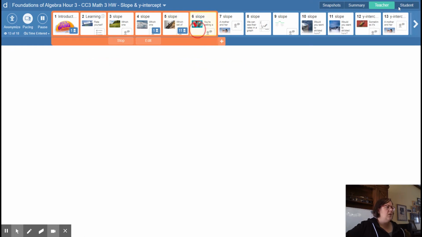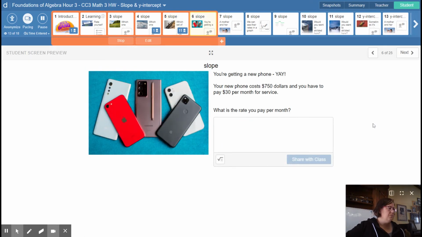All right, let's take a look at slide 6. You get to get a new phone. And that new phone is going to cost $750 without even activating the line or getting service for it. Then you find out that it's also going to cost $30 a month to keep your phone active and to have it as service. What is the rate you pay per month? Go. What is the rate you pay per month?